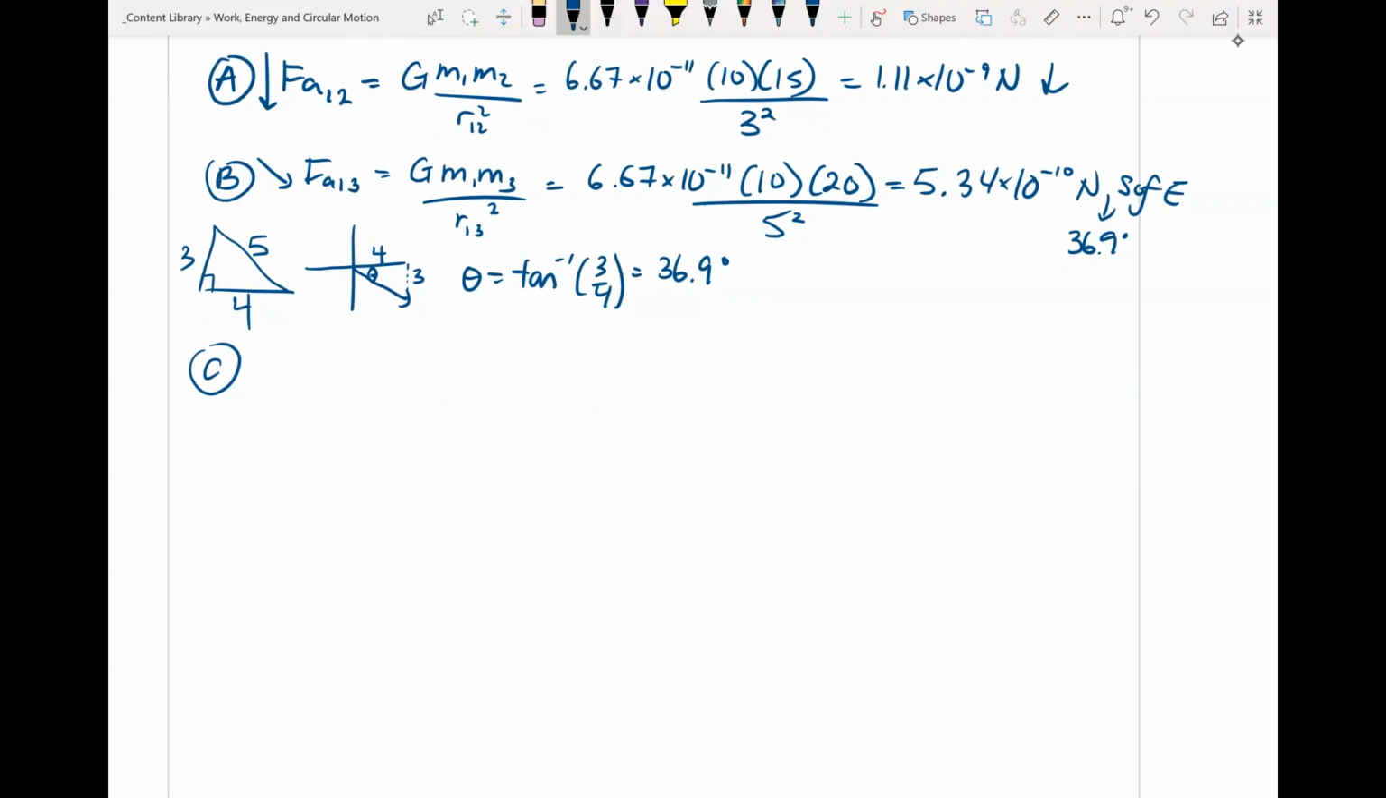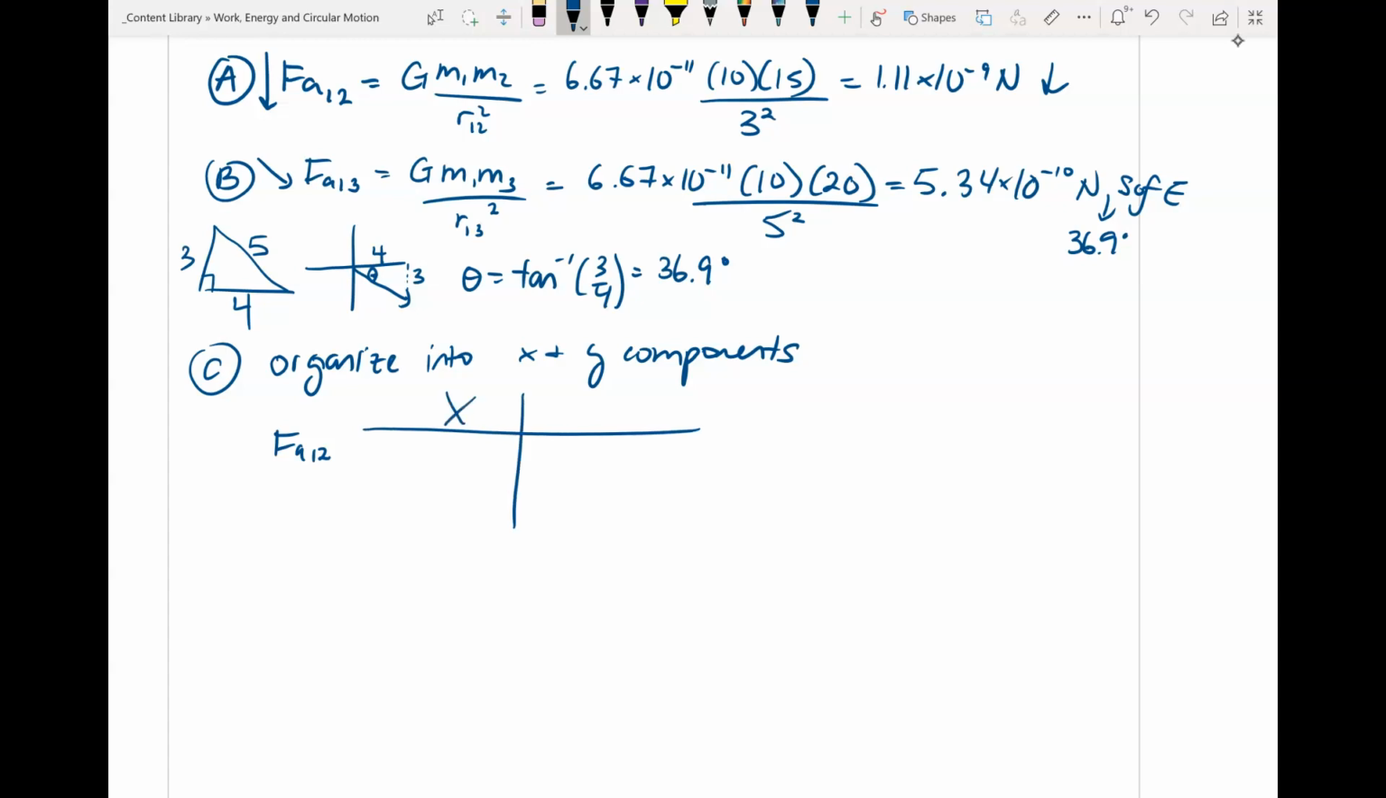Now the next thing I'm going to do is organize all of our information from A and B into its X and Y components, mainly because FA13 is a vector that has an X and Y component, so we should break that down. I'm going to do this in a chart just like how we've done it before. Okay, so FA12 is strictly downward, so we don't have an X component, but you do have a Y component. Because it's going down, make sure you include a negative.